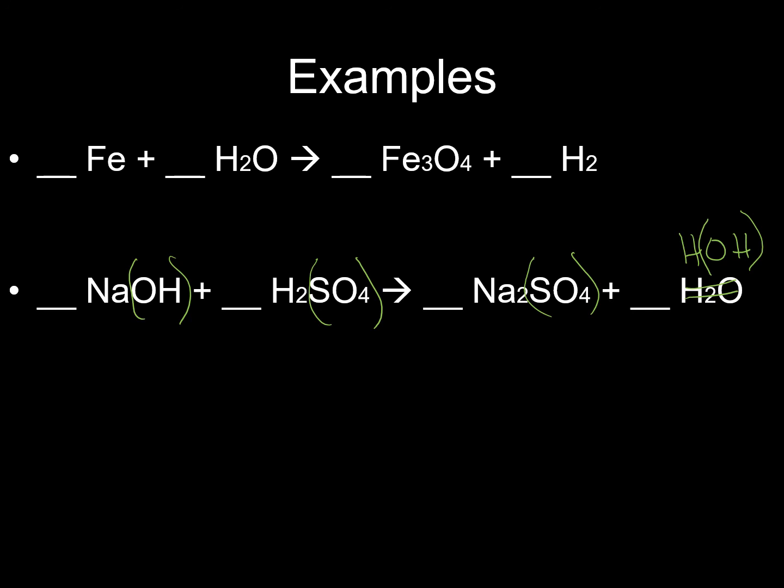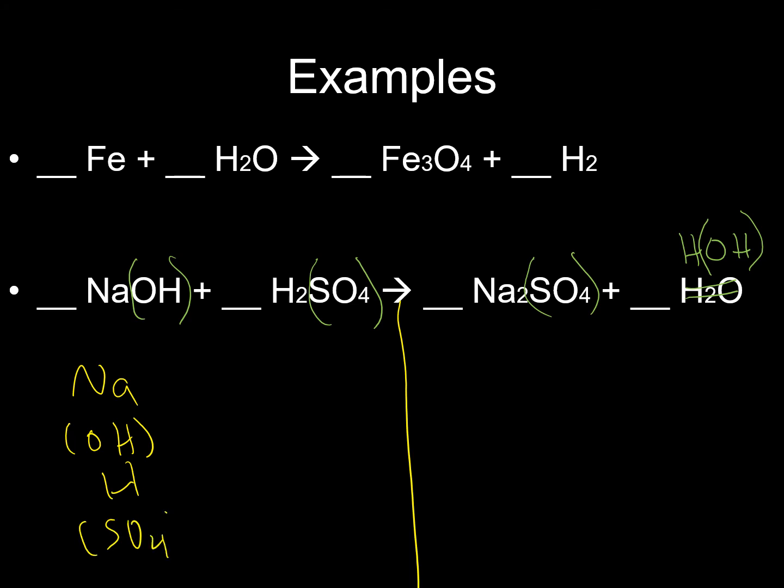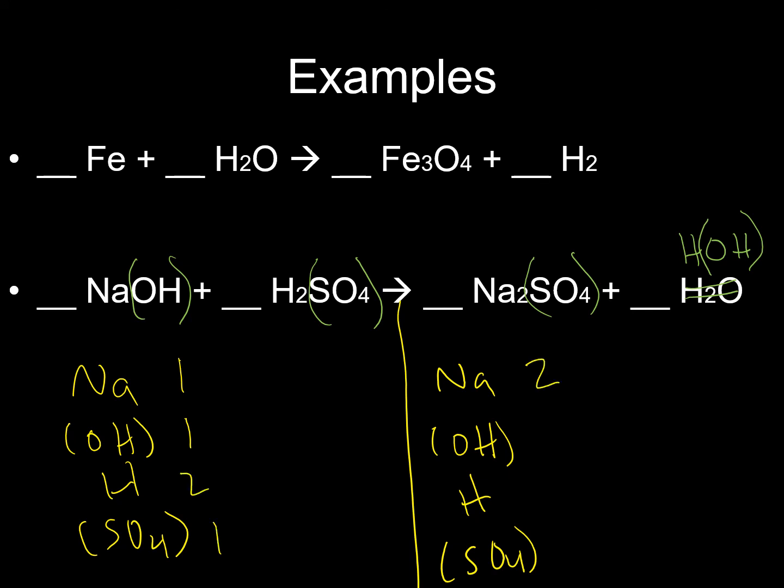So now I can separate my two sides, and I have Na, OH, H, and SO4. Na, OH, H, and SO4. Now it's important to make sure you put your parentheses in the right place so that you include the subscript inside of it. So if I do my counts now, I have 1 sodium, 1 hydroxide, 2 hydrogens, and 1 sulfate. I have 2 sodiums, 1 hydroxide, 1 hydrogen, and 1 sulfate.